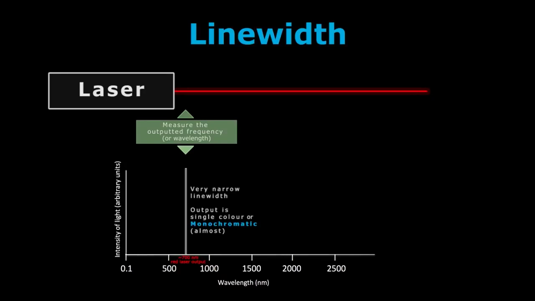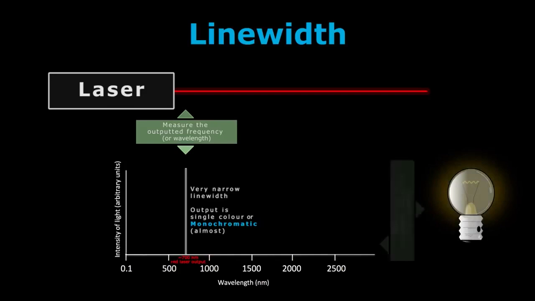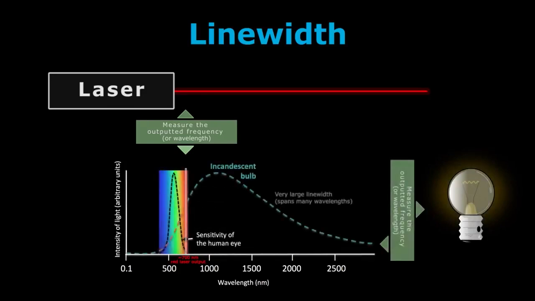In reality, it does output a small range of frequencies. The smaller this range, the better the line width and quality of the laser. In contrast, an incandescent bulb has a very large line width and emits a broad spectrum, which is why the emitted light is white. White light is a superposition of all the colors in the visible spectrum. Having a narrow line width is useful because many scientific experiments want to analyze stuff with certain energies. Different wavelengths of light correspond to different energies, hence having a source with one energy is helpful.